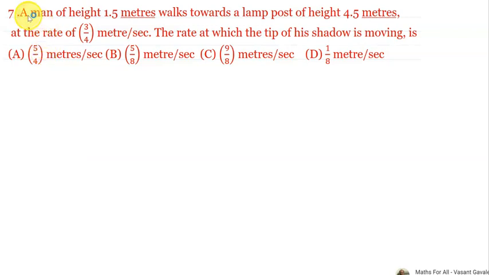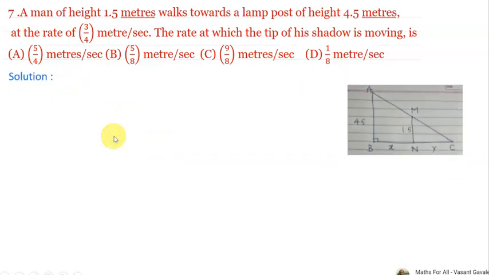Okay. Now the next example. A man of height 1.5 meters walks towards a lamppost of height 4.5 meters at the rate of 3 by 4 meter per second. The rate at which the tip of the shadow is moving is, okay, these are the options. Now see the figure. The rate at which the tip of the shadow is moving means we want to find out dx upon dt plus dy by dt.